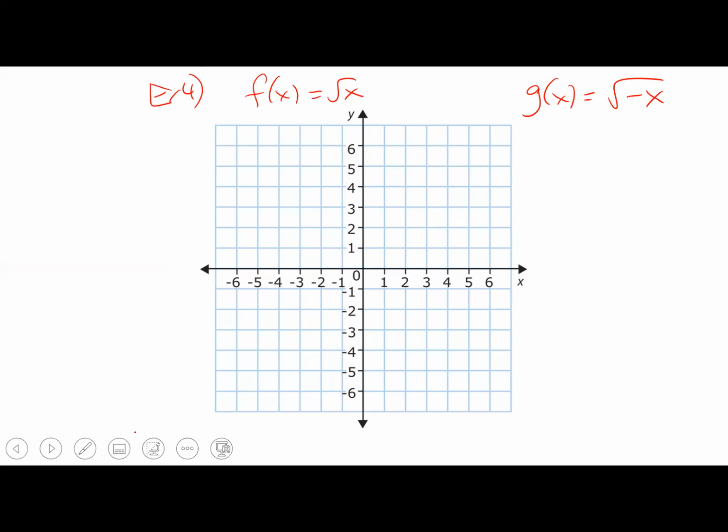And pause the video if I'm going a little too fast here as well. So the square root function, again, it starts at (0, 0), goes up to (1, 1), goes up to (4, 2), and so on. What happens when the negative is inside the function? We do have a reflection, but now it's about the y-axis. So y-axis means now everything corresponds this way.